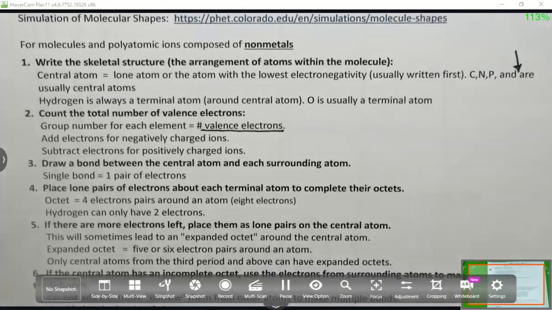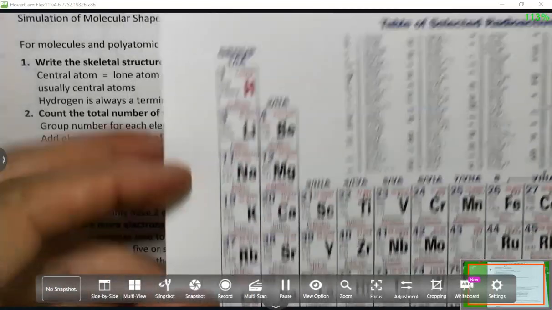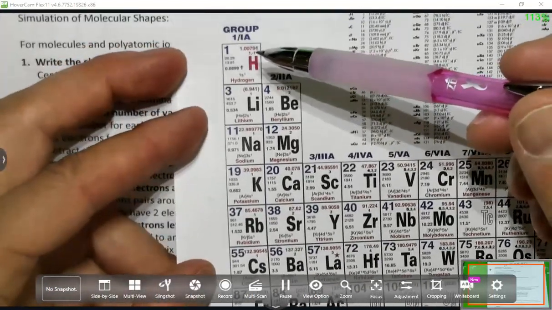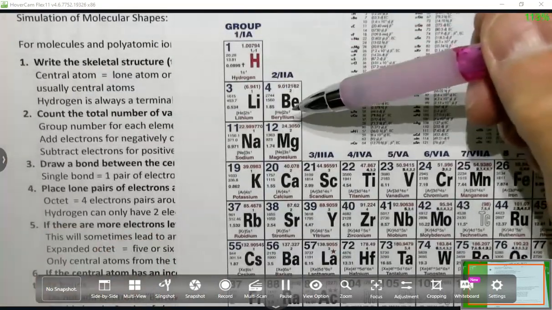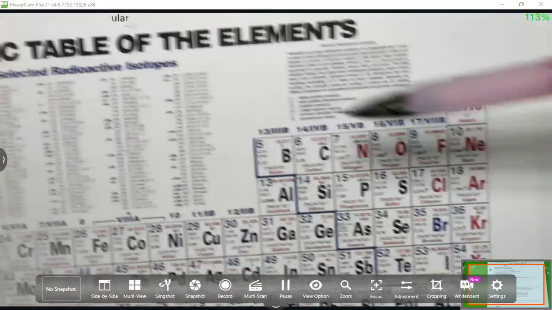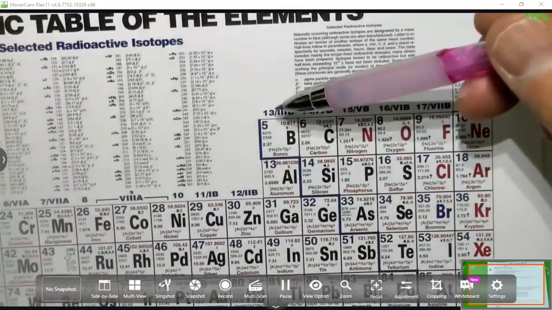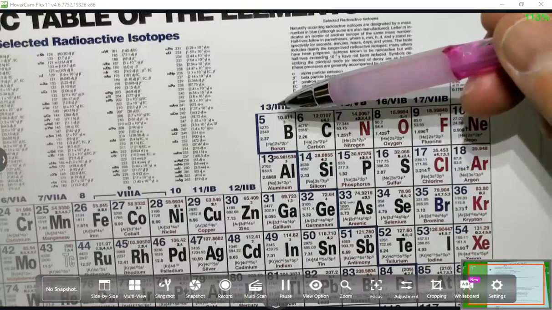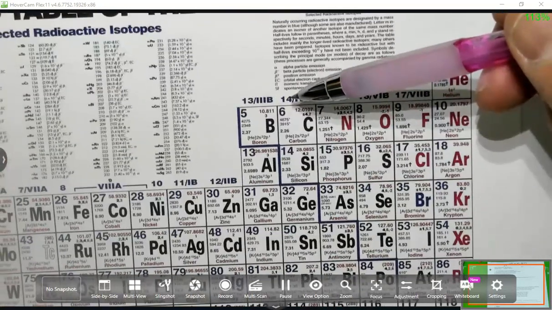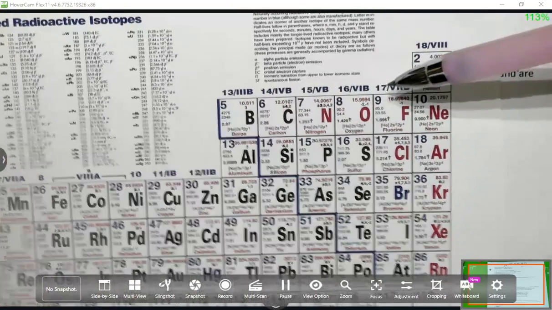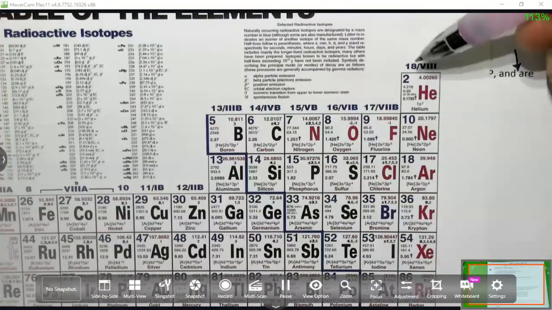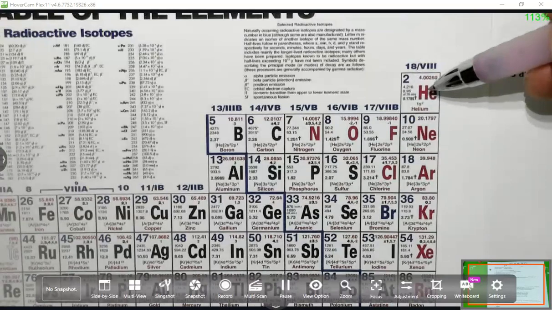So let's talk valence electrons real quick. Everything in group 1, how many valence electrons? 1. Everything in group 2, how many valence electrons? 2. Everything in group 13, how many valence electrons? 3. Group 14, 4. Group 15, 5. Group 16, 6. Group 17, 7. And group 18 has 8. Okay? Except for helium, which only has 2.